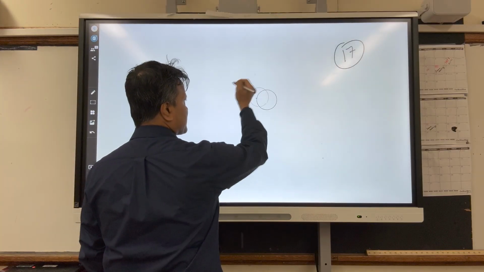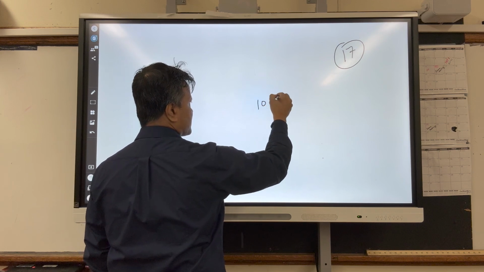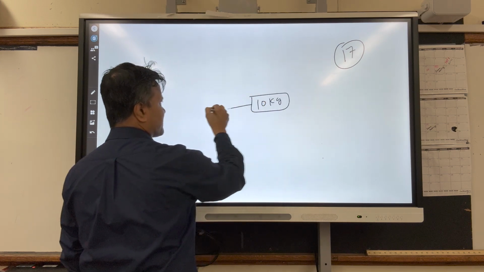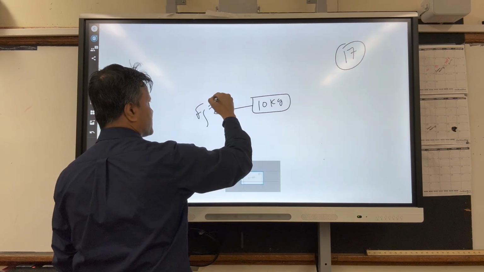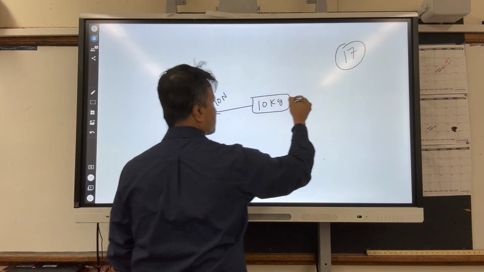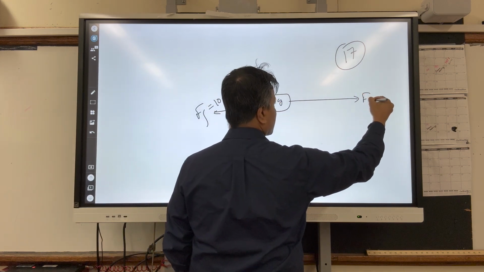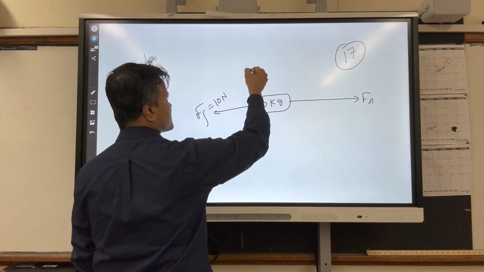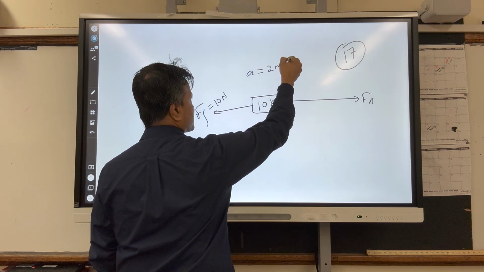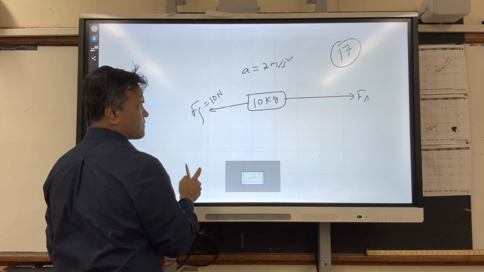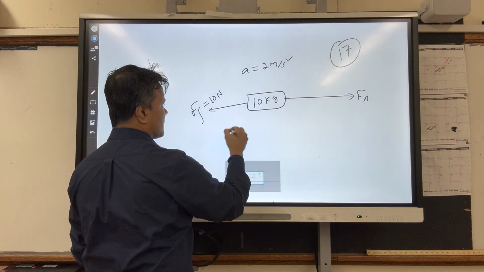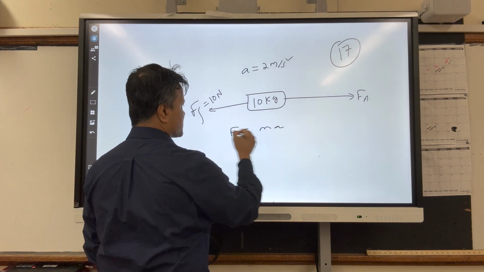This is a Newton's second law problem. So let's say I have a 10 kilogram object. Force of friction is, of course, 10 Newton. So applied force is much bigger. Why is that? Because there is acceleration, 2 meters per second squared, right? If applied force is not bigger, then there would not be acceleration. So Newton's second law will allow us to solve this problem.